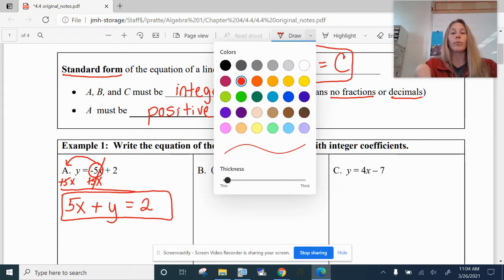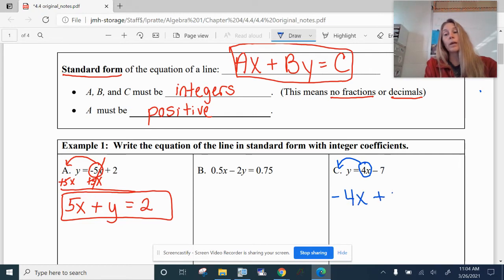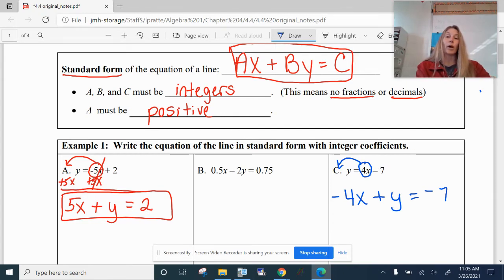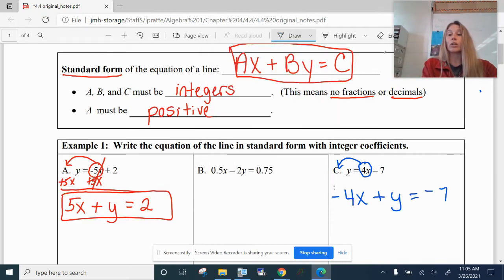Let's take a look at example C. Okay, so for example C, again, we have the y on the left, the constant on the right, but the x term needs to move over to the other side. So when I subtract that 4x over, I'm left with negative 4x plus y equals negative 7. So we have it set up in the proper format now. And there are no fractions or decimals here. However, my a term in this particular example is a negative, which I need to get rid of.